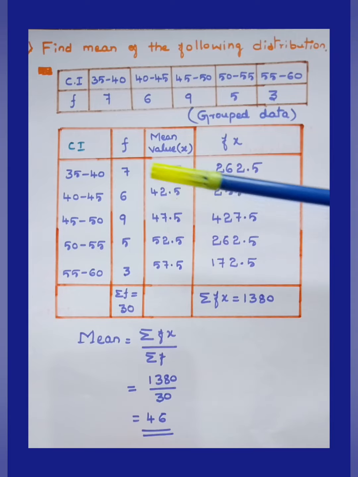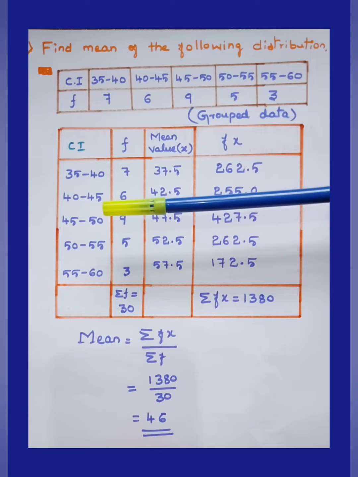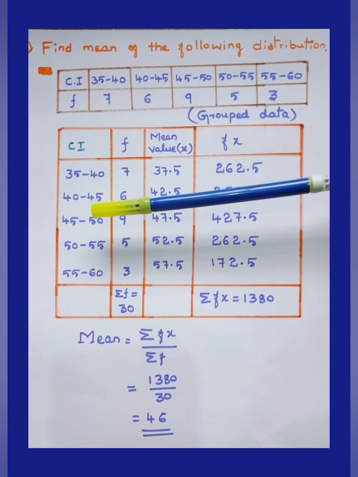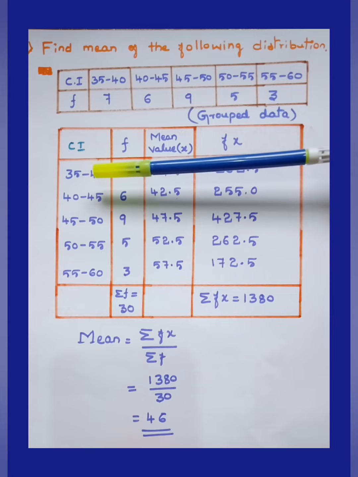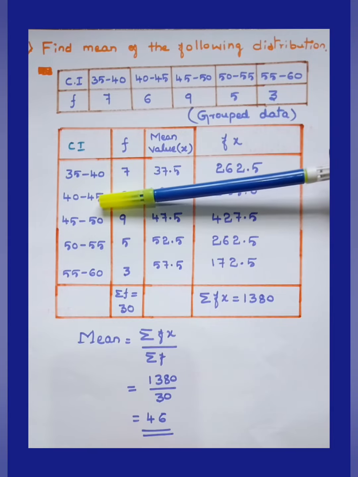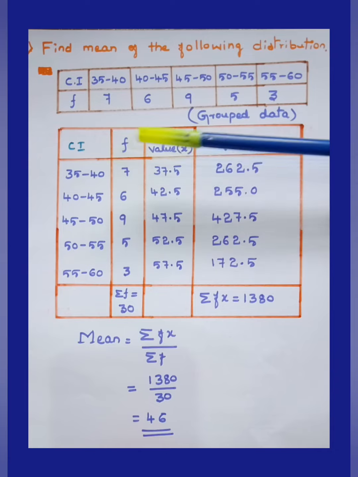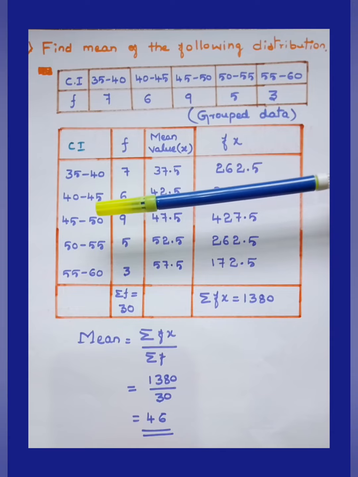Identify this type of data. This is tabulated data. Then identify the type of class interval. Is it inclusive or exclusive? You see the numbers 35 to 40, again 40 to 45, again 45 to 50, it overlaps. So it is exclusive. So this type of data has exclusive class intervals.